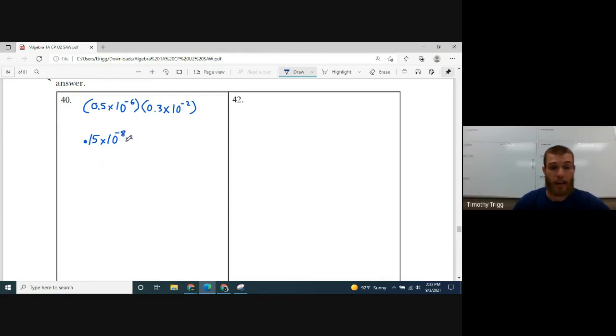Now, I don't really want it like this. I want the decimal to be between the 1 and the 5. Basically, I want one number in front of the decimal. Here I don't. I just have nothing in front of the decimal. So I'm going to need to move it 1 to the right. So that's going to be 1.5 times 10. Here we would have to decrease our power. So negative 9. I know this is a little tricky, but that's how it's done.